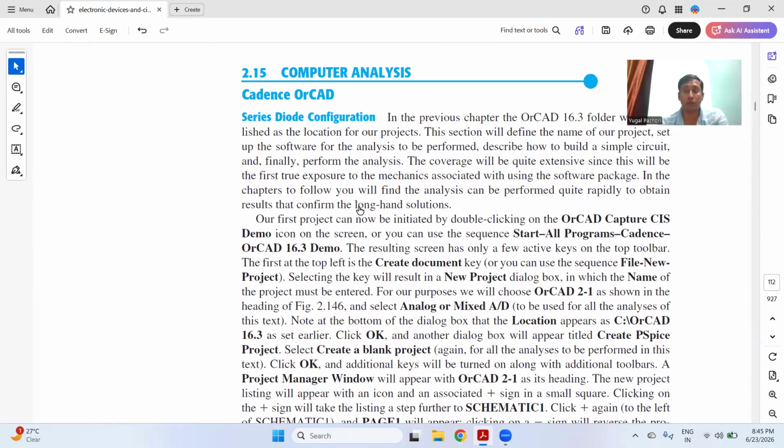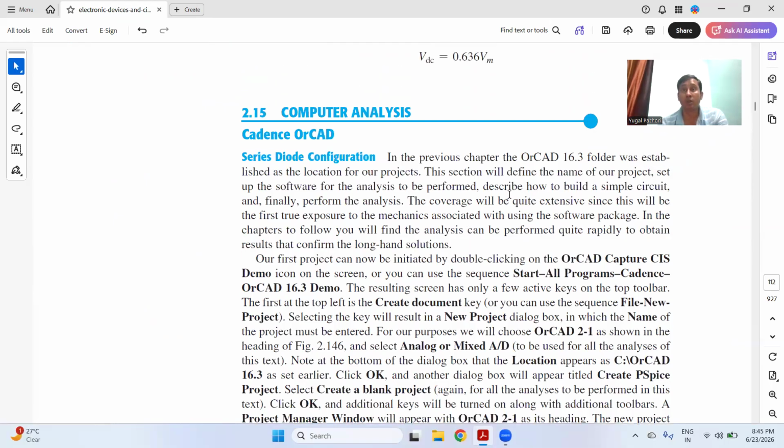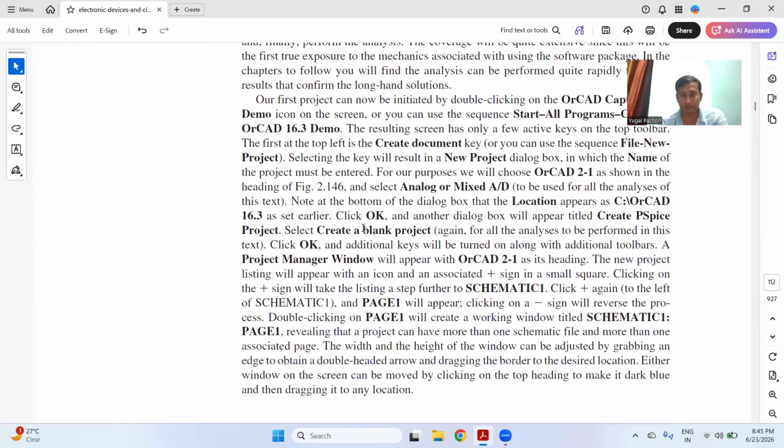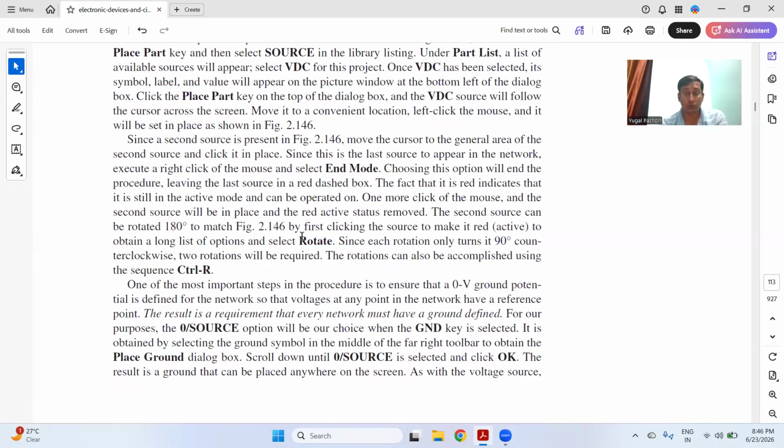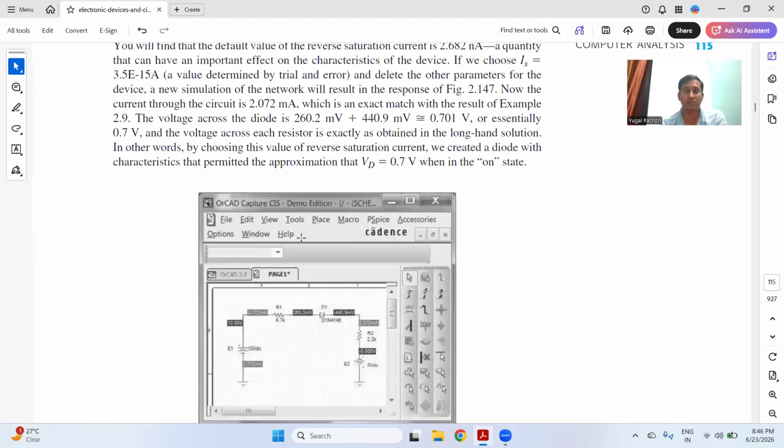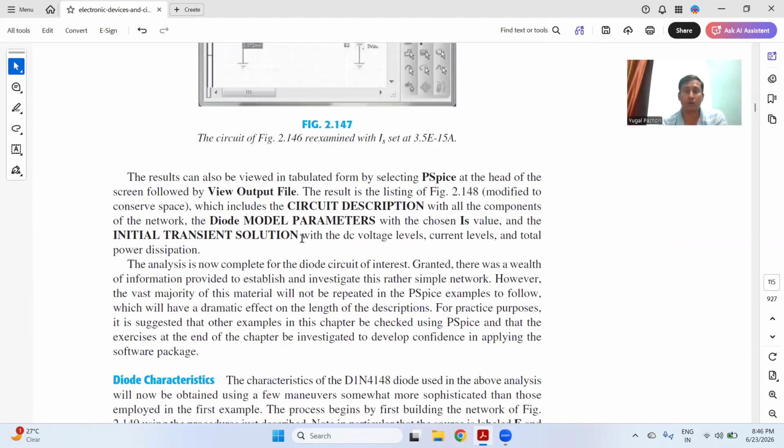So for the computer analysis, you can use the ORCAD Capture CIS demo. It is software that you can download and you can do the analysis. The name of the software is ORCAD 16.3, which was established for project purposes. This is the interface of the software, ORCAD Capture CIS Demo Edition. You can download this software, and there is some application of Cadence also. So maybe this is related to Cadence also. You can download this particular software and do the analysis of the various applications of the diode.